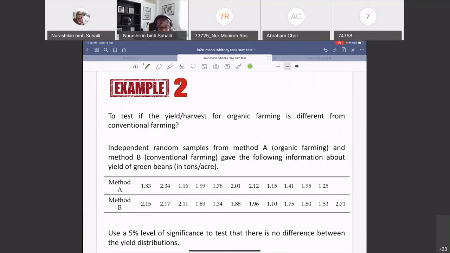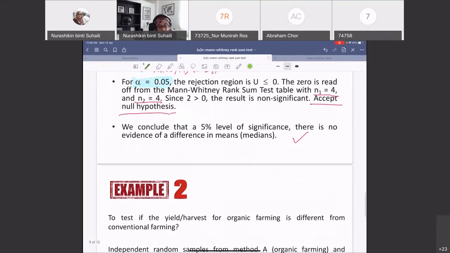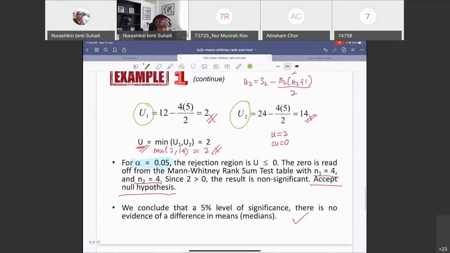Doctor, so the U value is not related to the table. It's only used to compare to the table, but we don't use the U value to get the data from the table. No, but later we use it to compare with the CV that we got from the table. It's two separate things. Okay. Thank you, doctor. All right.